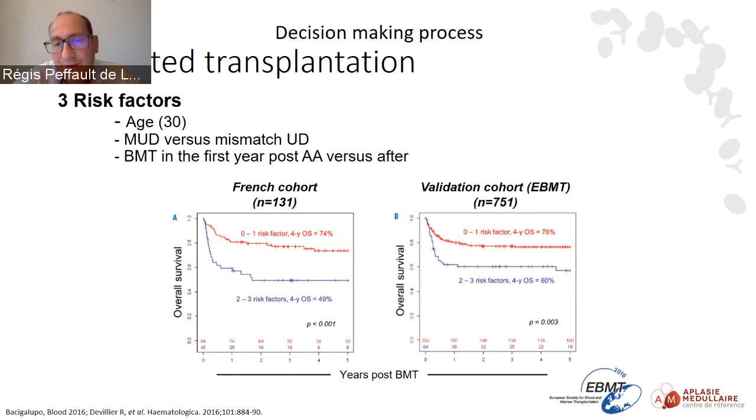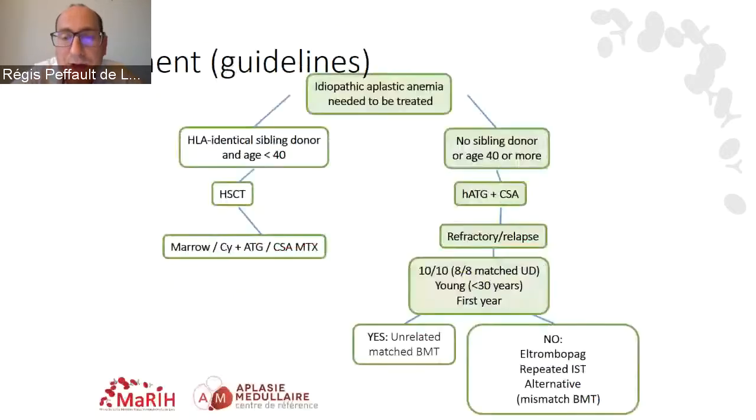So this is the reason why at the moment, if a patient is refractory to immunosuppression, and if he's young, so for all pediatricians, of course, and more so if it is in the first year after diagnosis, or if he has a matched unrelated donor, then he has to go to transplant. There is no discussion. This is standard of care.